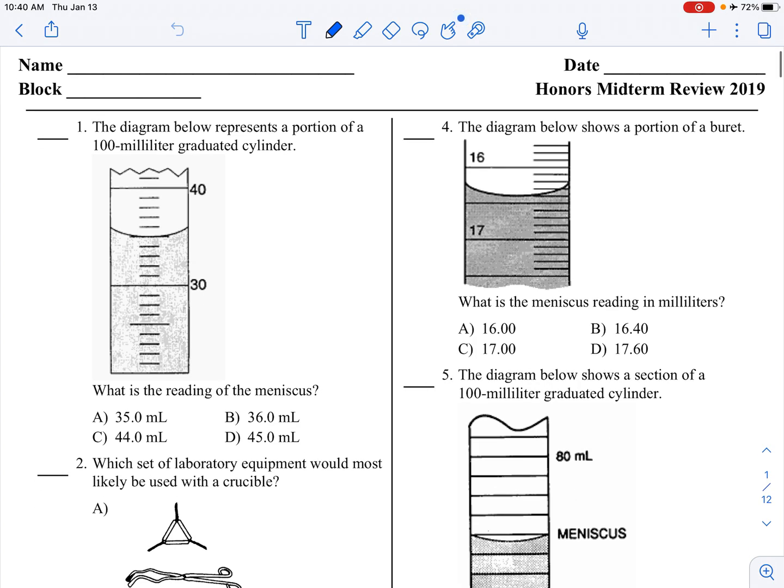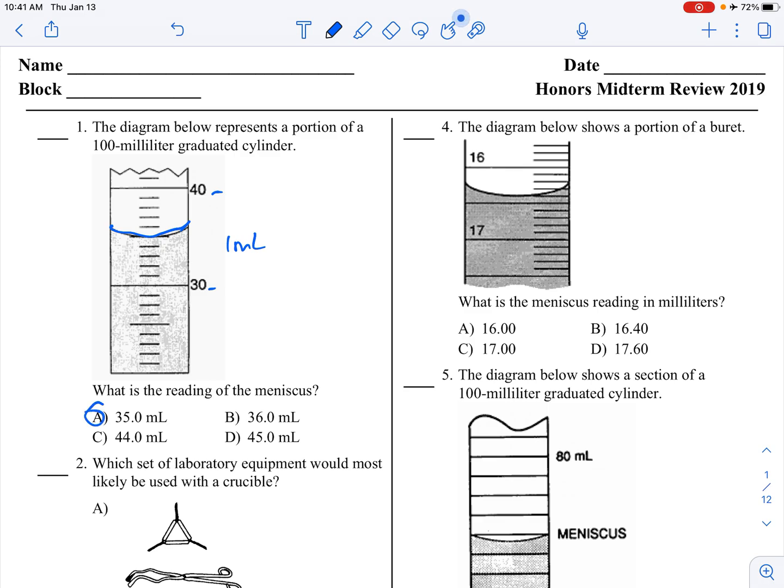What is the reading of the meniscus? So the meniscus is the curvature, the lowest part of this line here. So where is that? Let's take a look at the scale. This is 30 milliliters. This is 40. So 1, 2, 3, 4, a larger line, 6, 7, 8, 9, 40. Each of these lines is worth 1 milliliter. And since we're right at that darker line that's midway, it's 35.